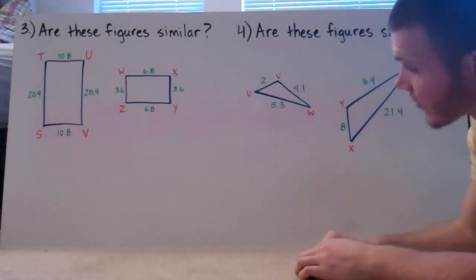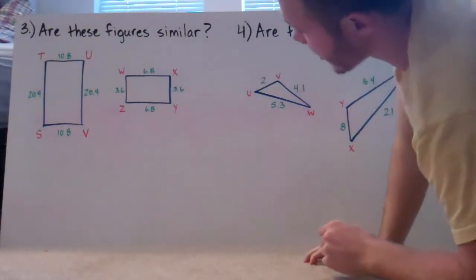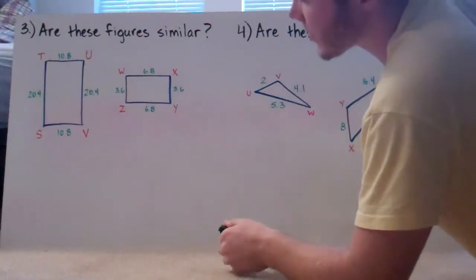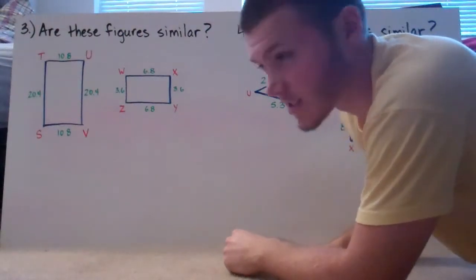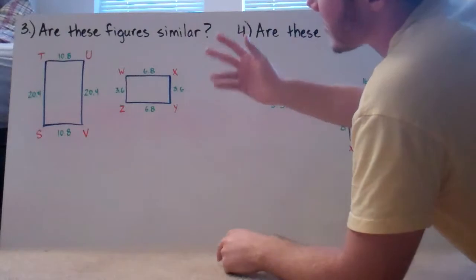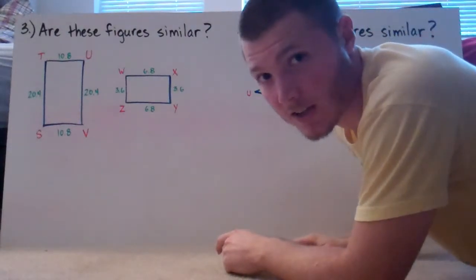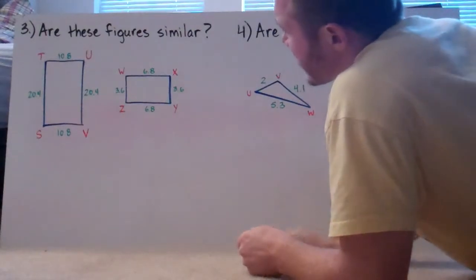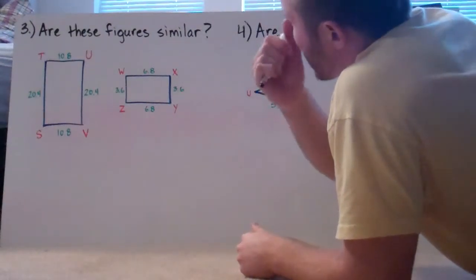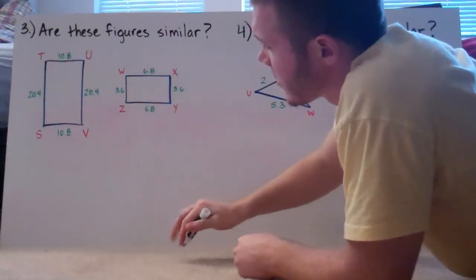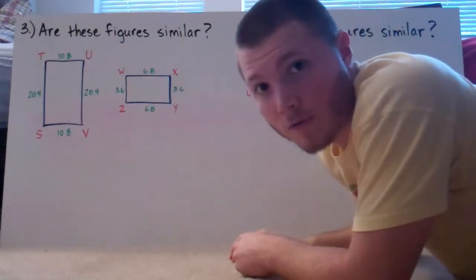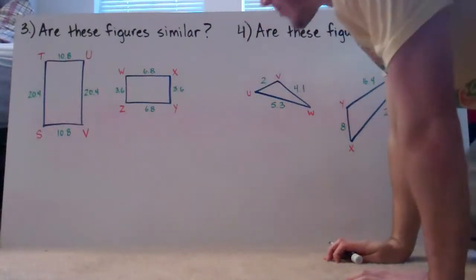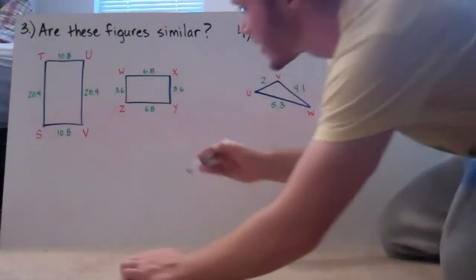Alright, so for this problem, we've got rectangles. We're dealing with rectangles, so this is going to be easy to set up and solve. There's only one possible combination of the side lengths. So let's see. I've got 10.8. I'm going to put that on top of 20.4.